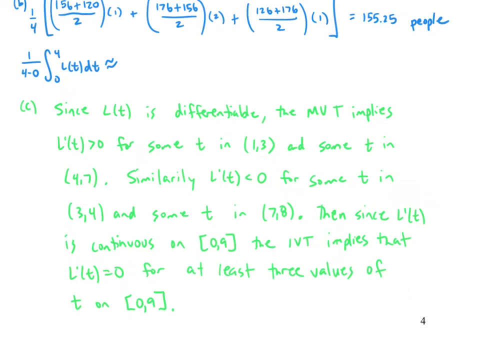You have a situation where your function is increasing at some point, then decreasing, then increasing, then decreasing. And if you were to picture that, you could then tell that there would be at least 3 values for which the slope would be 0. L prime of t would be 0. So that's what part C is. It's a very complex concept, and hopefully that makes a little bit of sense. You have to really think through the data in the table.